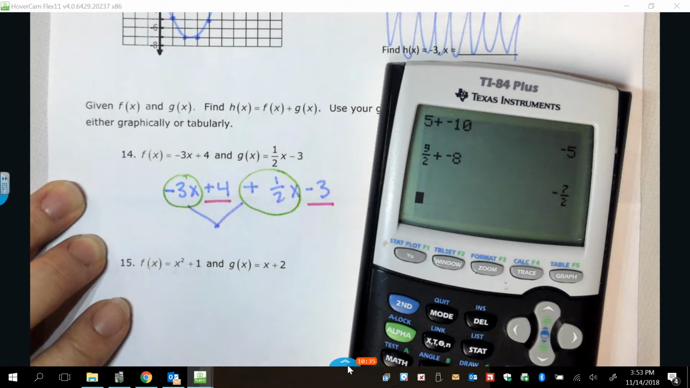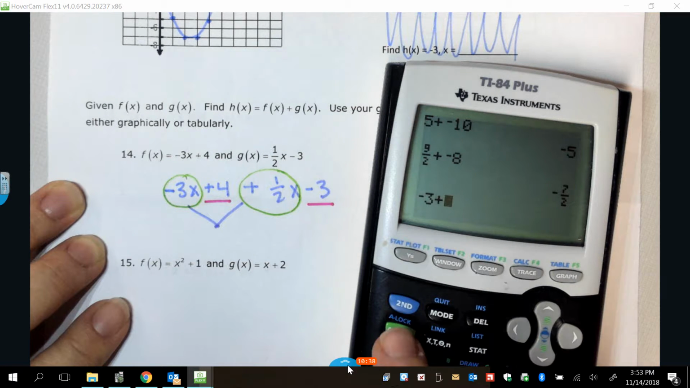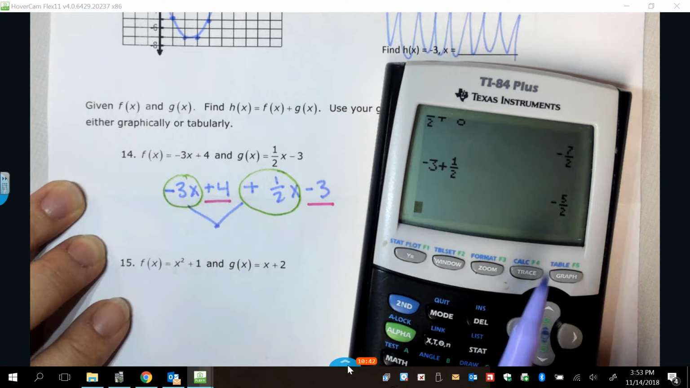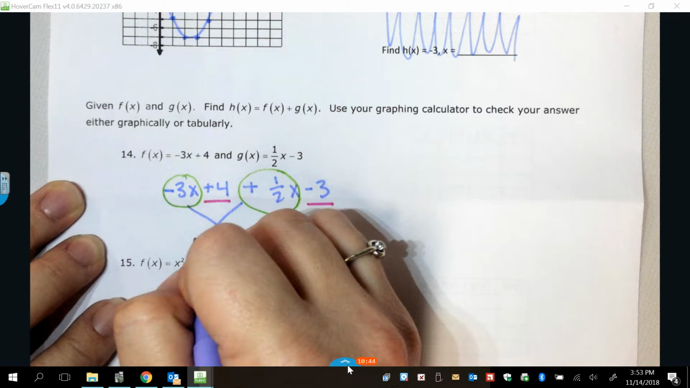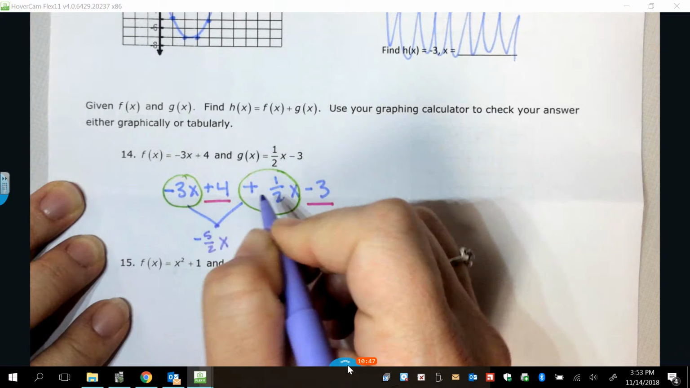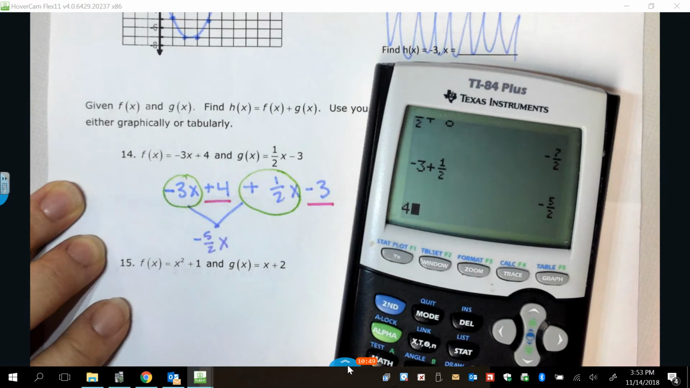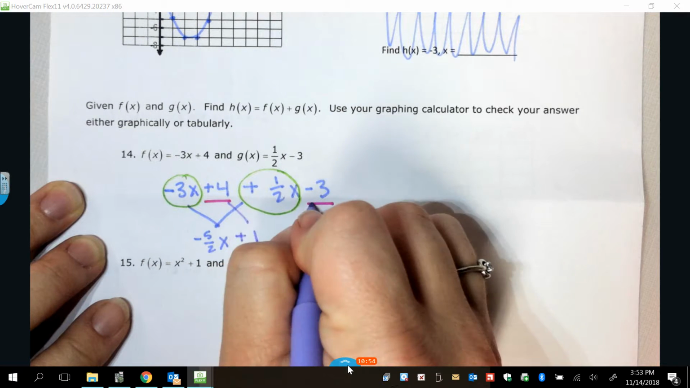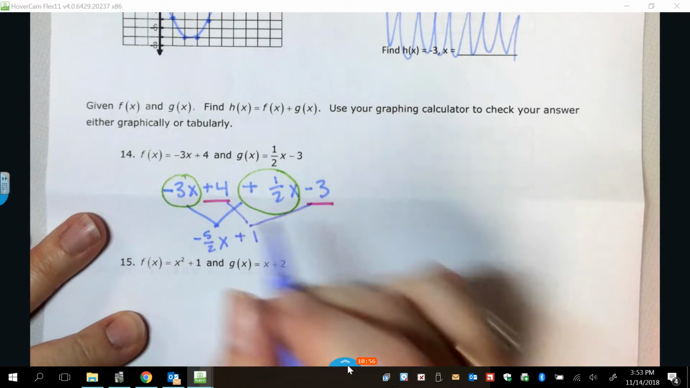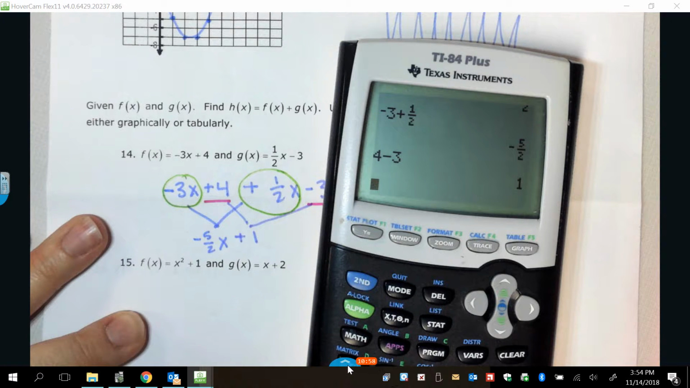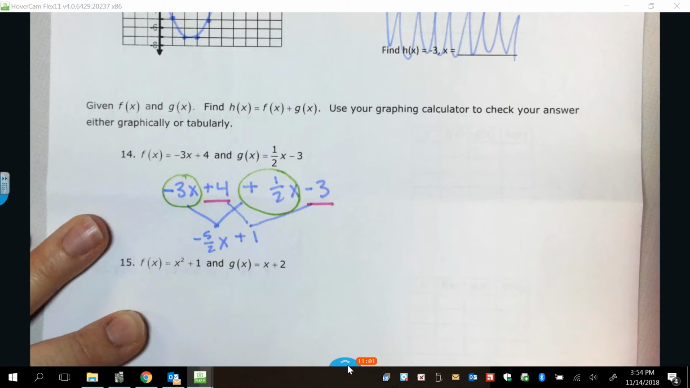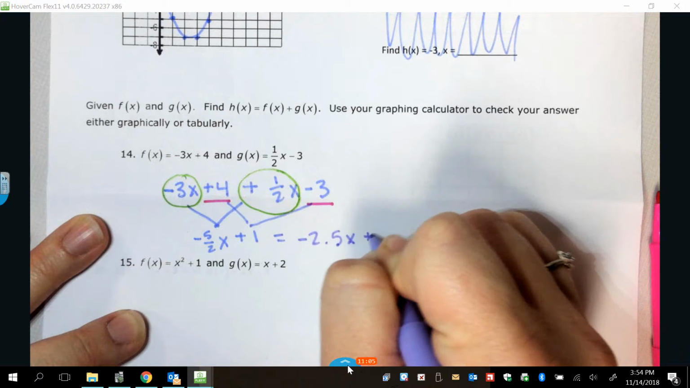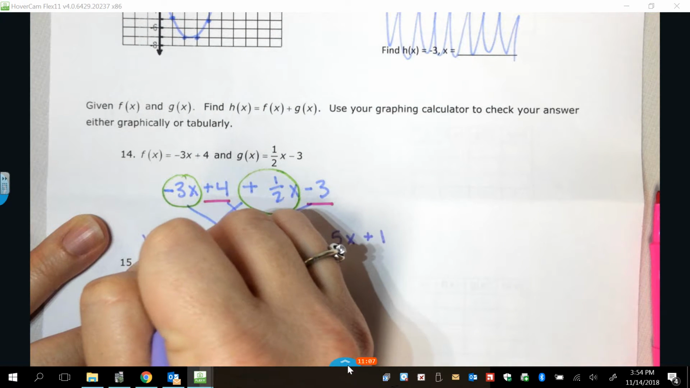So I can't type the x here, but I can do the other part without the x. I just have to remember to put it back. So it's negative 5 over 2, and then 4 minus 3 is positive 1. Okay, now negative 5 over 2, just in case you wrote this different, negative 5 divided by 2 is just negative 2.5. So this is the same thing as saying negative 2.5 x plus 1. So this is what your h of x equals.